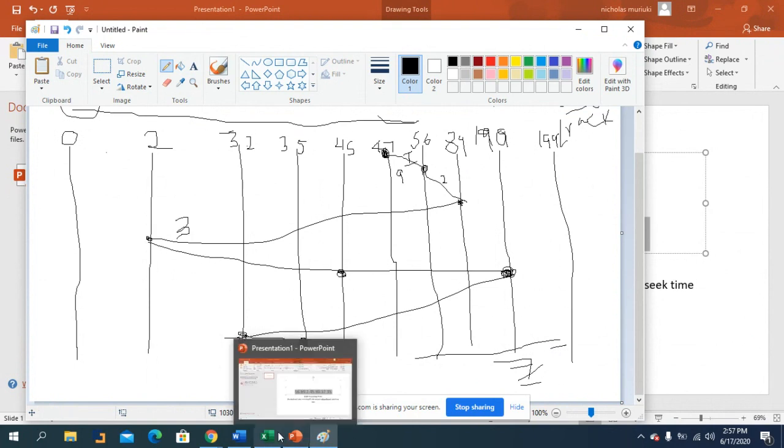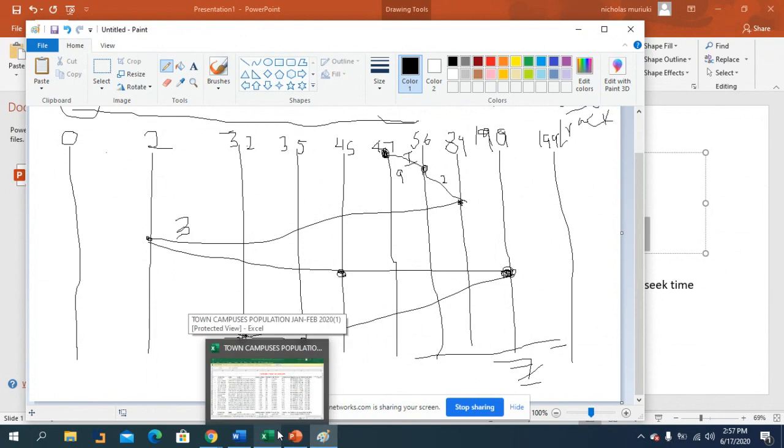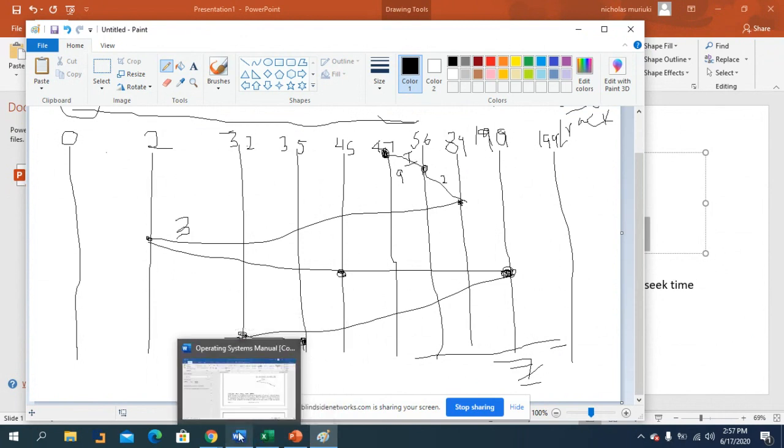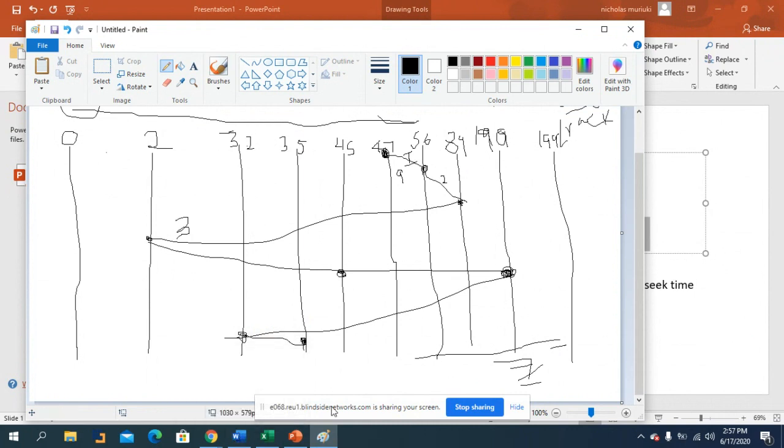Have I answered the first question? So the question was to calculate the total seek time. If you are calculating the total seek time, we are not supposed to divide by 7, because that would be the average.